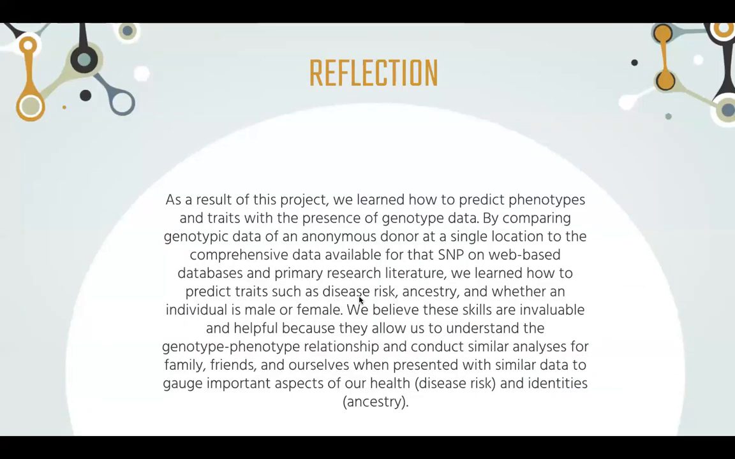So as a result of this project, we learned how to predict phenotypes and traits with the presence of genotype data. By comparing genotypic data of an anonymous donor at a single location to the comprehensive data that is available for that particular single nucleotide polymorphism on web-based databases and primary research literature, we learned how to predict traits such as disease risk, ancestry, and whether an individual is male or female.